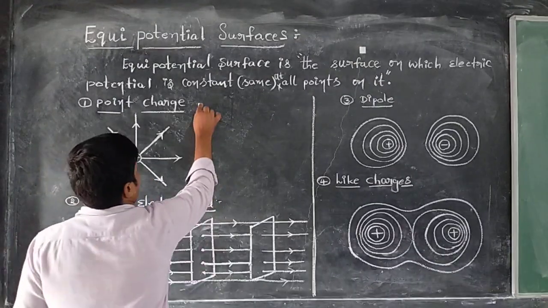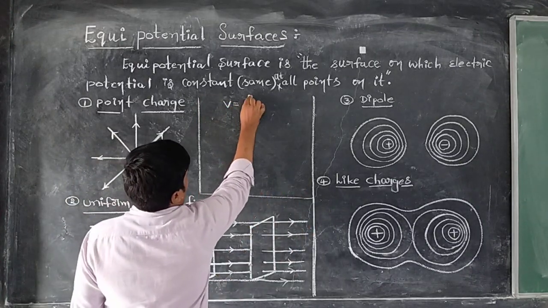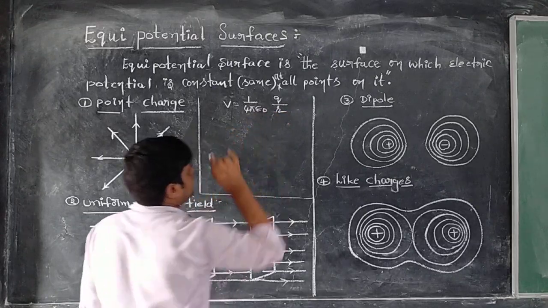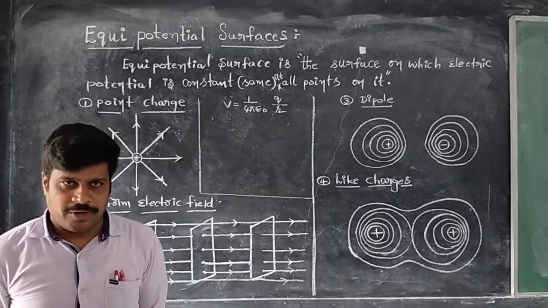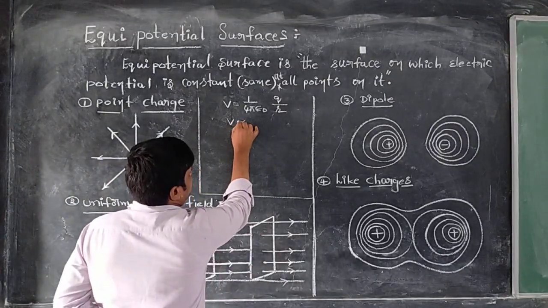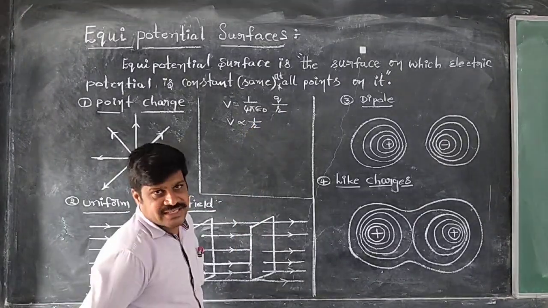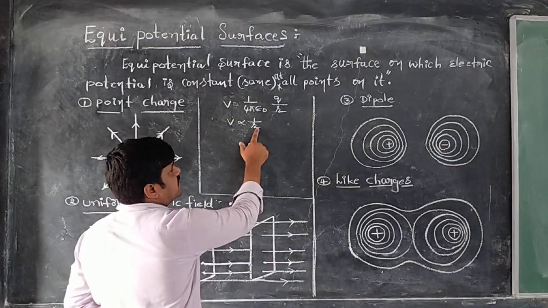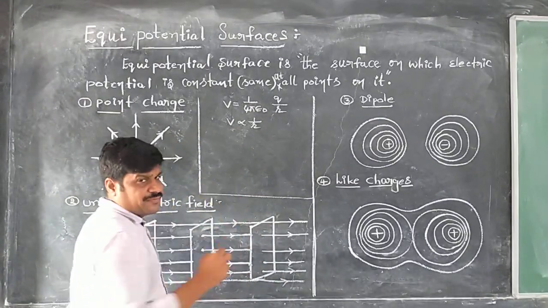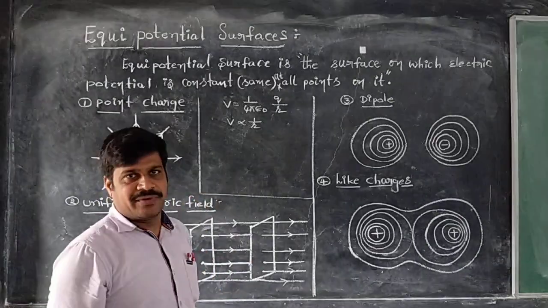For example, potential V is equal to 1 by 4 pi epsilon naught q divided by r, the expression for potential due to a point charge. Here potential is inversely proportional, or reciprocal, to the distance. That means if the distance from the charge increases, potential decreases. According to this, with respect to distance, we can tell whether the potential is more or less.